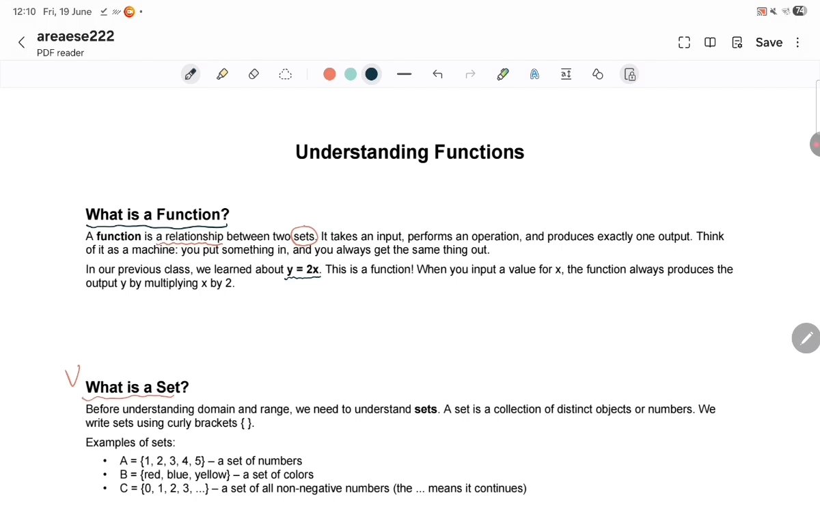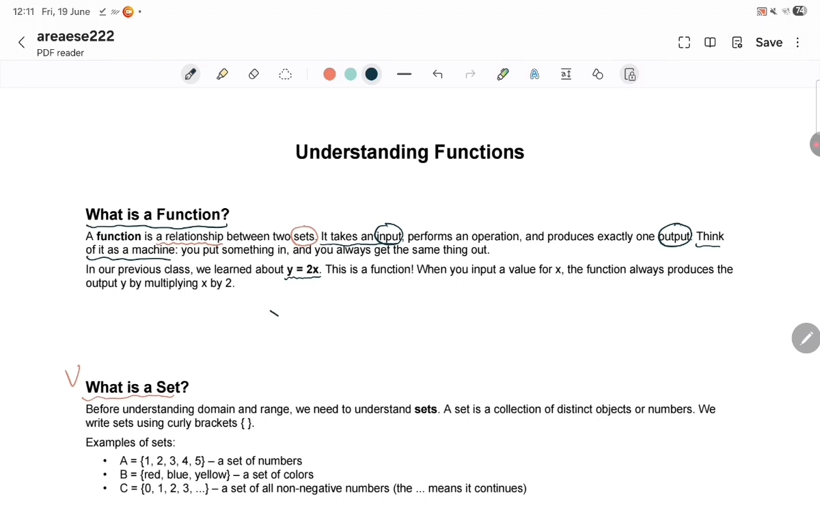When it comes to a function, it takes an input, performs an operation, and produces exactly one output. I think I briefly mentioned input and output last time. Like 1 kilogram of apples. If you want to buy 1 kilogram of apples, then you have to pay $2. So 1 kilogram is an input in this context, and the output is $2. So you can think of it as a machine.